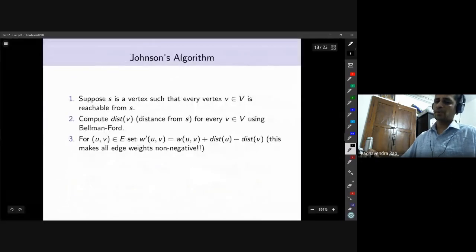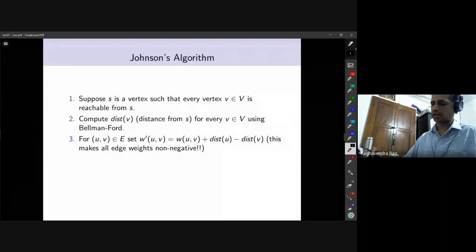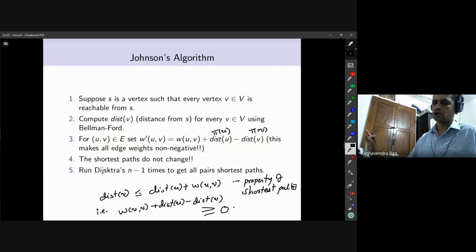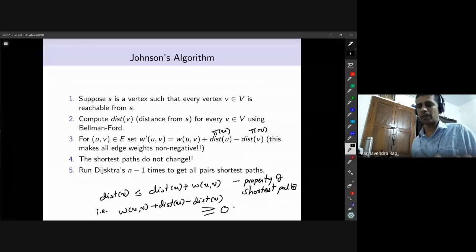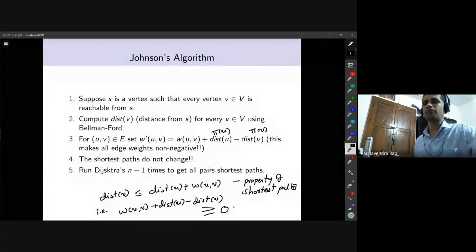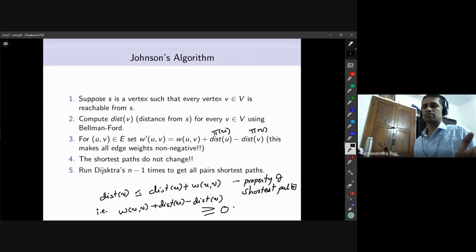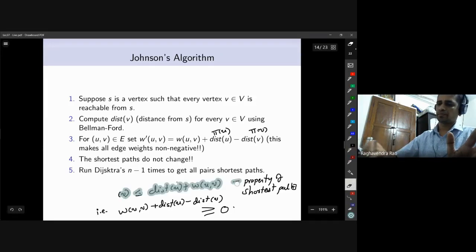But the gain that we make is that now the edge weights are all non-negative. Okay, and that's it. So the shortest paths do not change. So now what do you do? In one application of Bellman-Ford, what did we do? We just applied Bellman-Ford once, and after that we modified the weights in such a way that no weight is negative, but the shortest paths are preserved. Now you run Dijkstra n-1 times on the remaining vertices. Okay, so that is all.